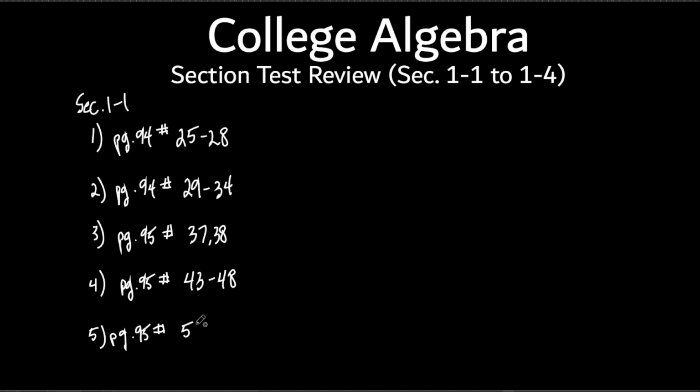And then 53 to 56 is number 5. So that's section 1-1. All right? Section 1-2. So we're only going to do 1-1 and 1-2 today. So that's all I'll give you. I'll give you the rest of them on Wednesday when we go over this.